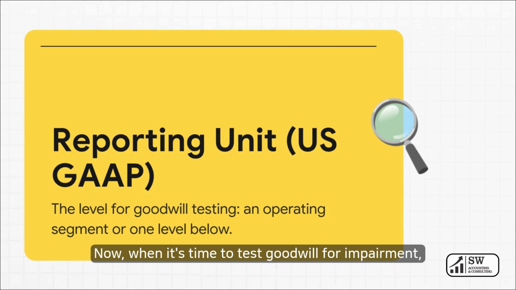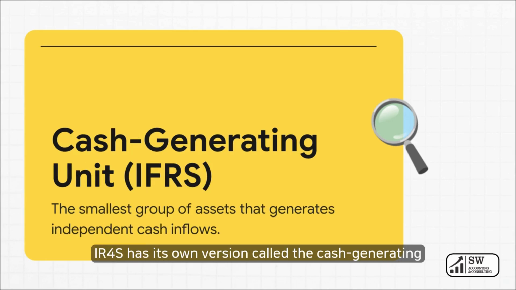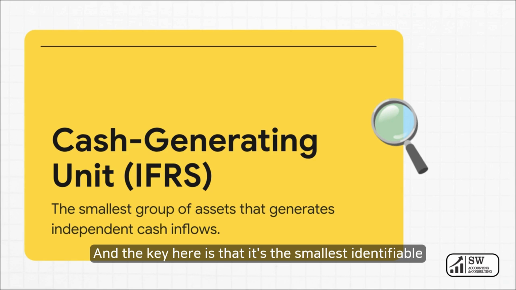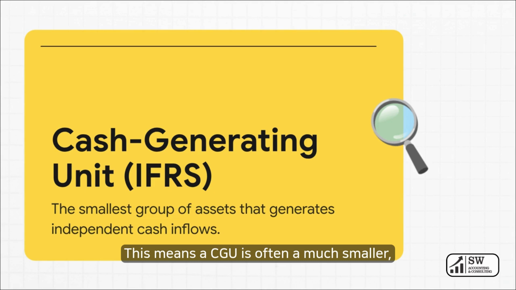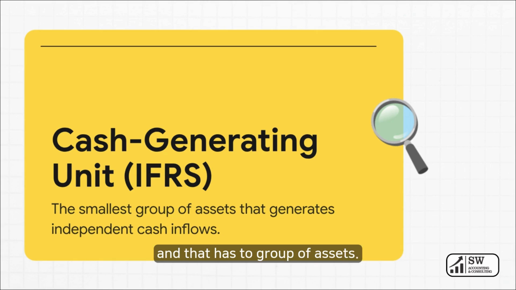Now, when it's time to test goodwill for impairment, you have to know what you're testing. Under U.S. GAAP, the key term you need to know is the reporting unit. Think of it as an operating segment, or maybe one level down from that. IFRS has its own version called the Cash Generating Unit, or CGU, and the key here is that it's the smallest identifiable group of assets that brings in cash on its own. This means a CGU is often a much smaller, more granular piece of the business than a reporting unit, and that has some serious implications for how sensitive the impairment test is.